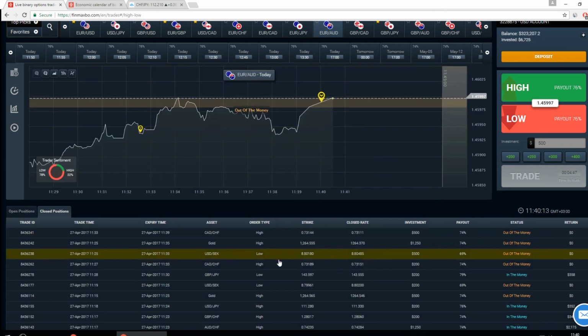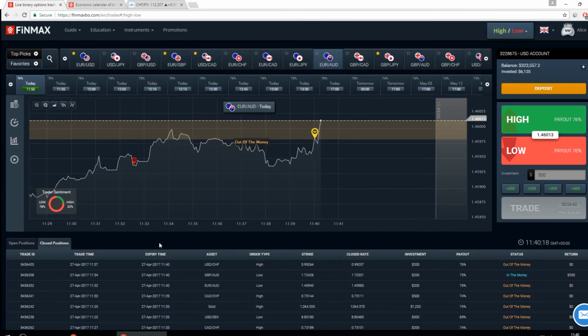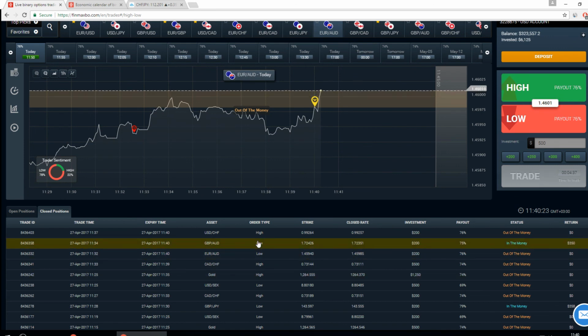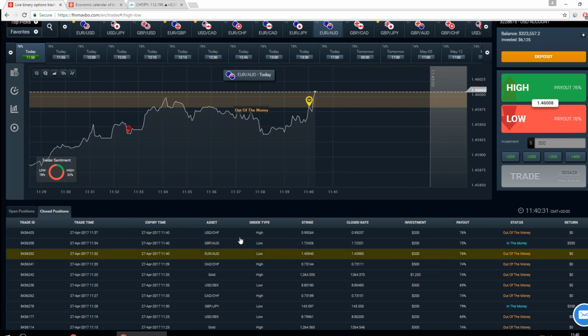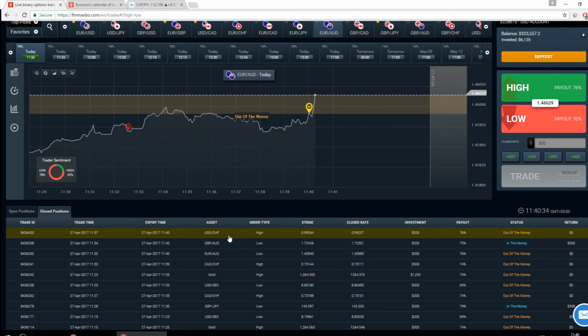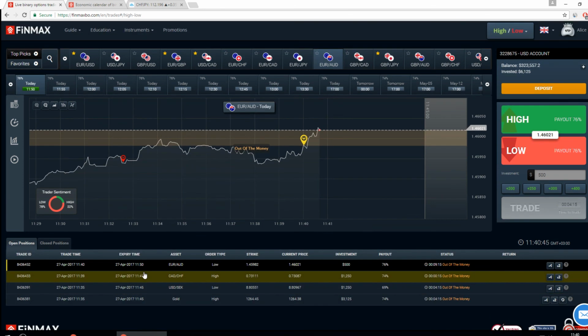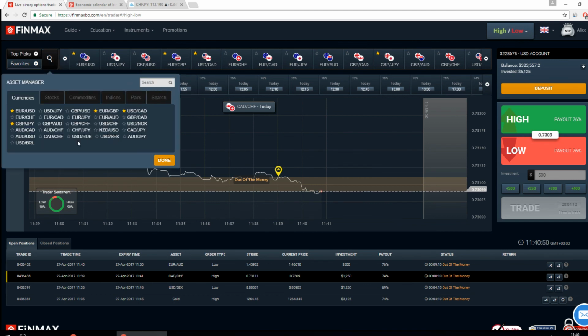Several trades have closed in the money, so I need to check which ones. British pound to Australian. American dollar to Swiss franc. In the last second it jumped and closed out of the money, so I thought that it would be in the money.